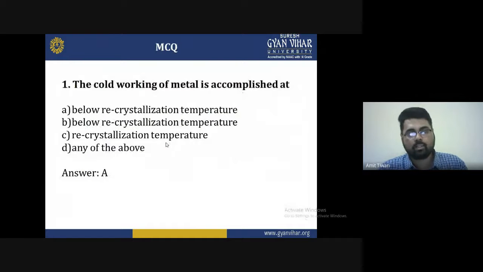At the end of this lecture, I am asking some multiple choice questions related to cold working and hot working. So let us start. The first is: the cold working of metal is accomplished at which of the options: A, below recrystallization temperature, B, above recrystallization temperature, or C, any of them. So the answer is A, below recrystallization temperature.